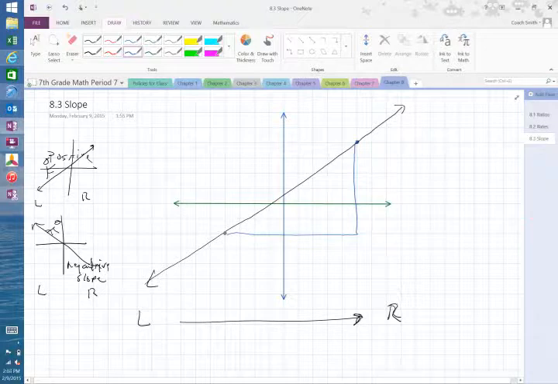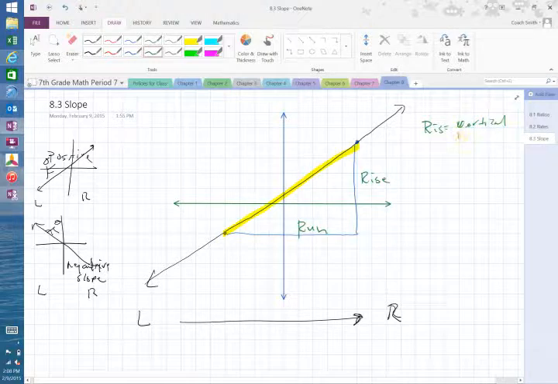We've got to figure out what the change is. We can't go straight there. Okay, you can go straight there, but that's this part right here. What we want to know is what is the run, the horizontal distance, and the rise, the vertical distance. Okay, rise is equal to vertical distance. Okay, run is equal to horizontal distance.